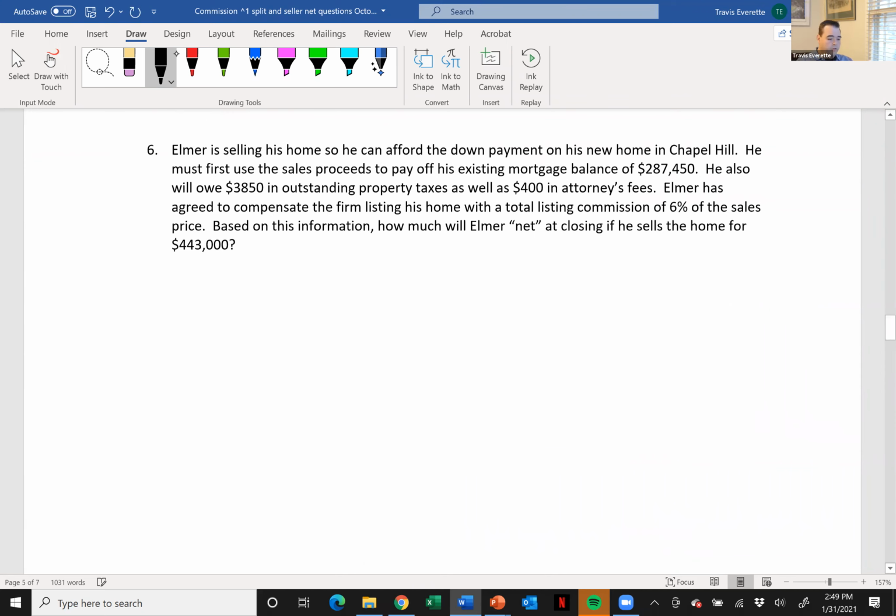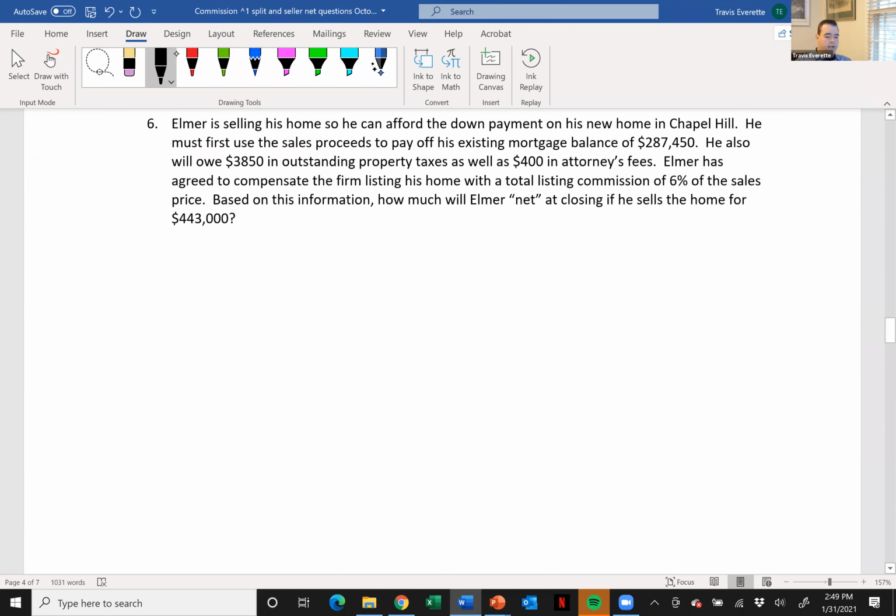here. It says, Elmer is selling his home so he can afford the down payment on his new home in Chapel Hill. He must first use the sales proceeds to pay off his existing mortgage balance of $287,450. This seems like a different question, but I'm going to read it and find that's information. He also will owe $3,850 in outstanding property taxes, as well as $400 in attorney's fees. Elmer has agreed to compensate the listing firm listing his home with a total listing commission of 6% of the sales price. Based on this information, how much will Elmer net at closing?